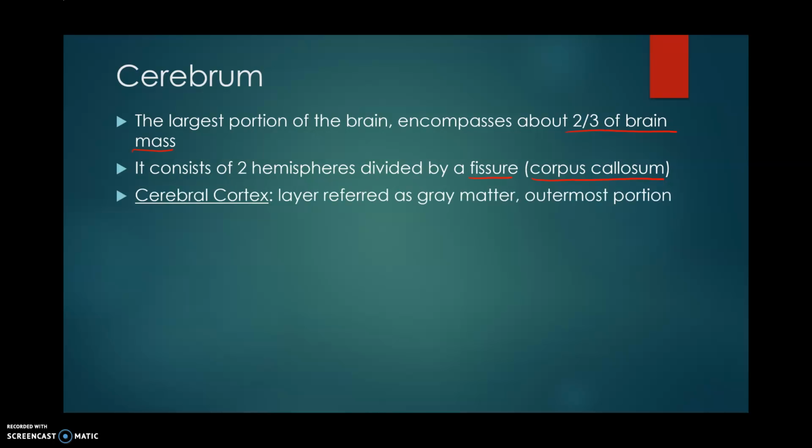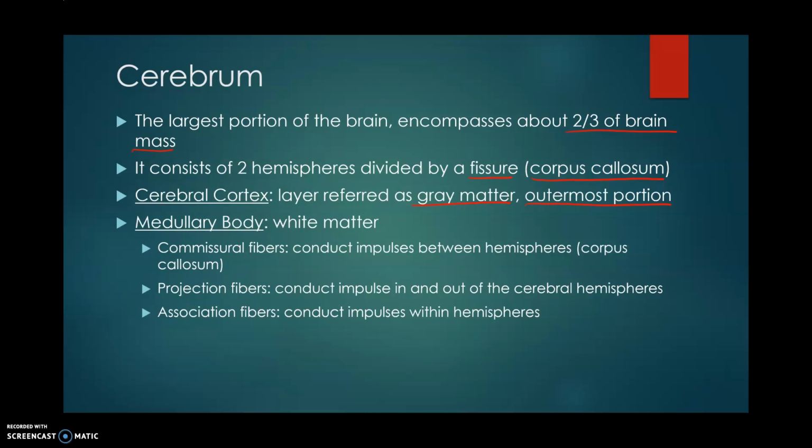Our cerebral cortex is a layer referred to as gray matter. So we talked just slightly about gray matter when we talked about the spinal cord, but our cerebral cortex is the outermost portion as well. So the outermost portion of our brain is gray matter, where in comparison to our spinal cord, the innermost portion was gray matter. And then this medullary body is going to be where that white matter is found, which is going to be within the brain.